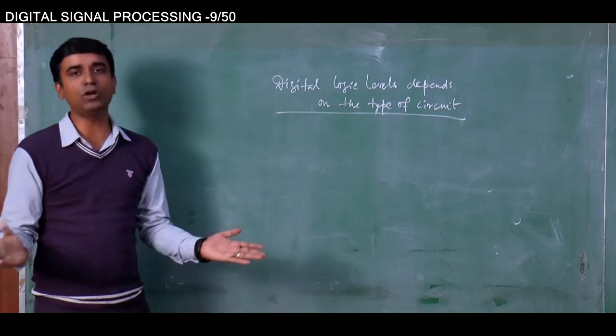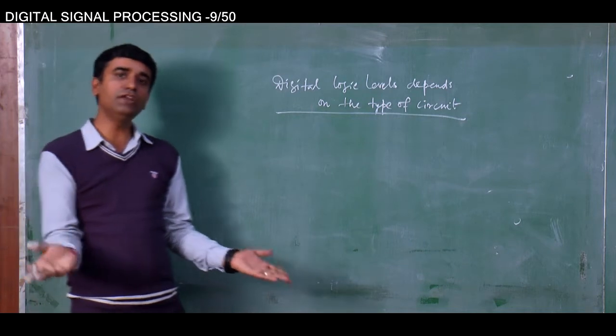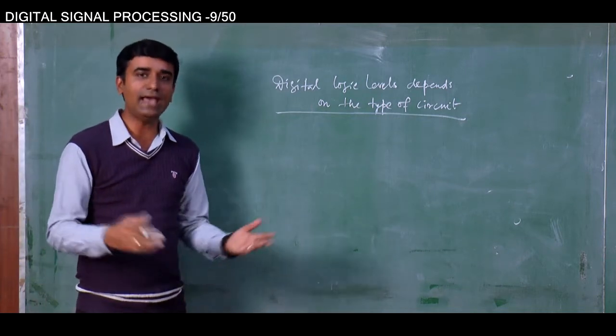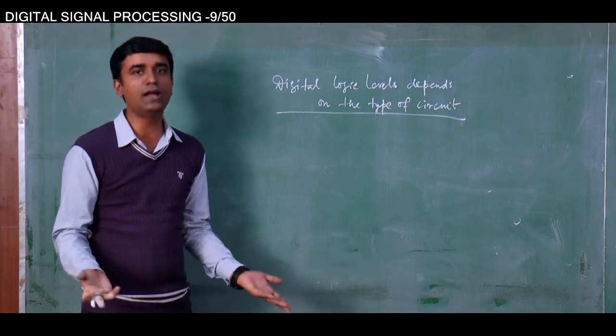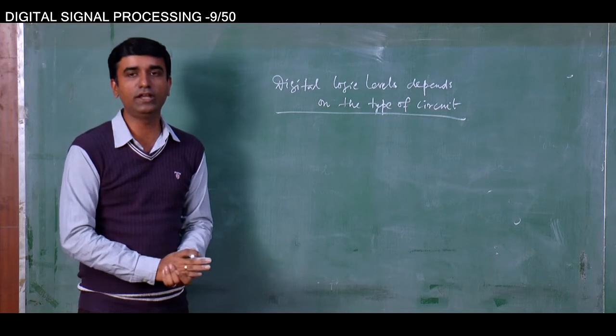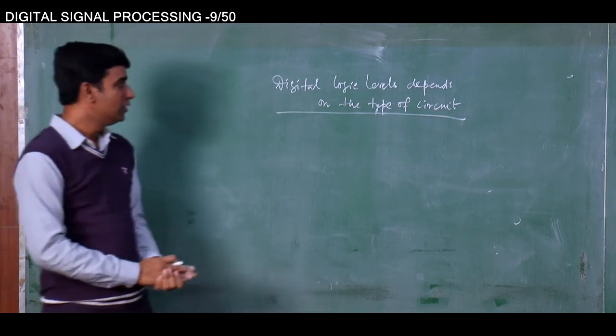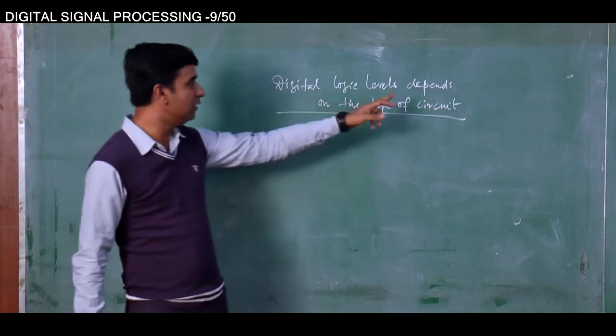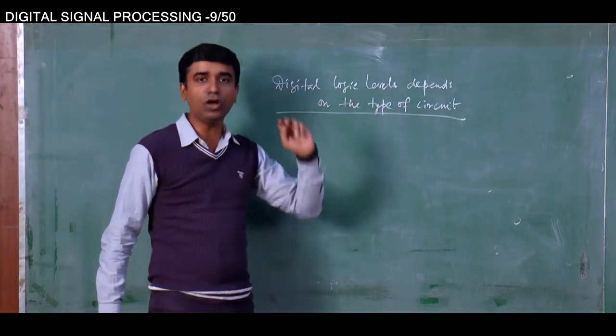And there are many types of digital signals where you do not even use these numbers 0, 1, 2, 3. Like there is ASCII code where you do not use these numbers at all. There are symbols used for different voltage or current levels. So, let me take this topic that logic levels depend on the types of circuit.